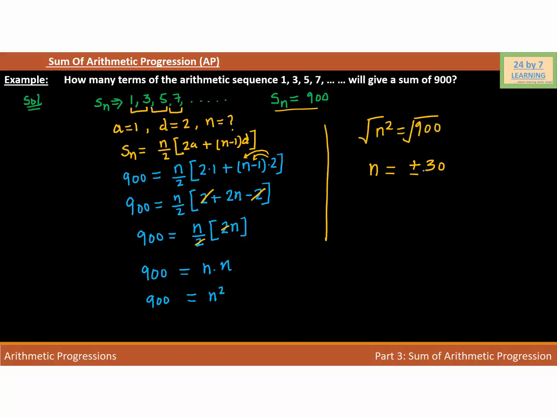If you look closely, we are talking about the sum of an arithmetic sequence, so the number of terms cannot be negative. We can take only the positive number for the number of terms. So the number of terms that will give us the sum as 900 is basically 30. And this is my answer for the arithmetic sequence starting with 1 and then going 3, 5, 7, ... whose sum is 900. And this is how we solve this type of question.